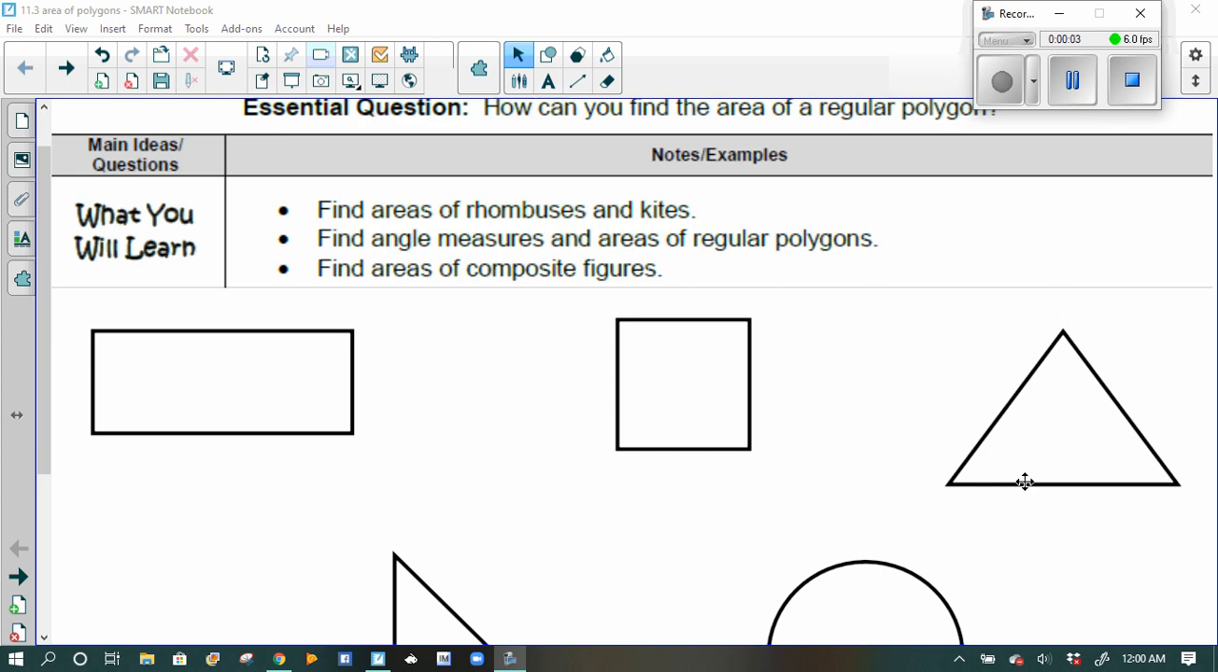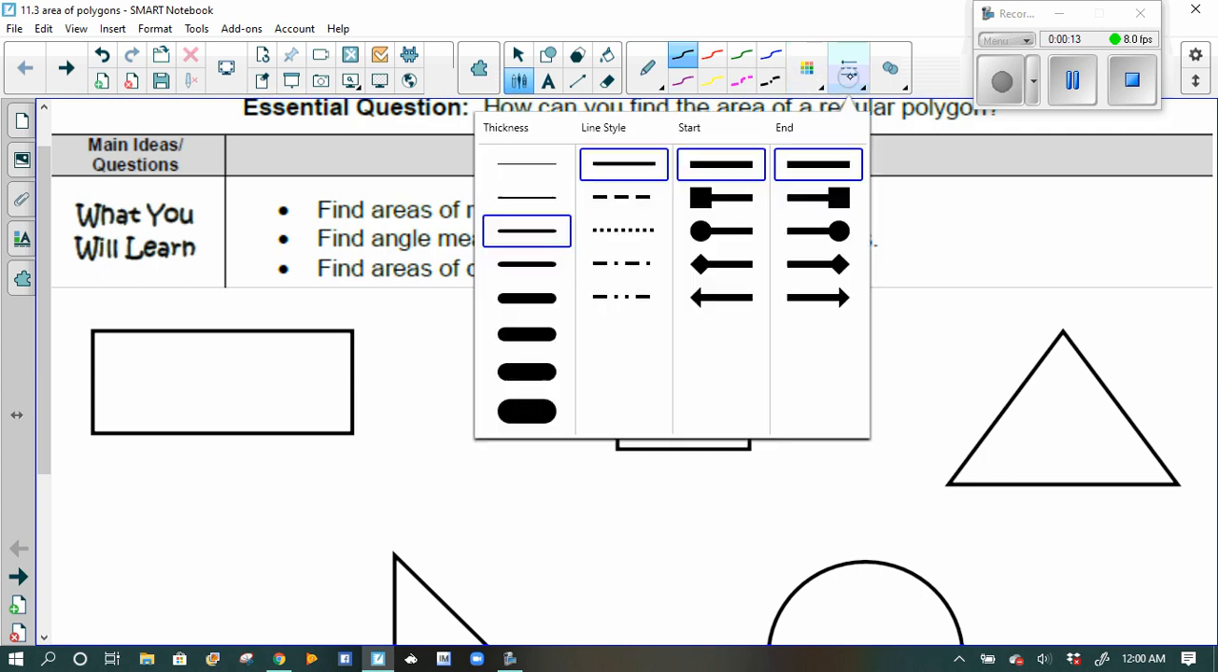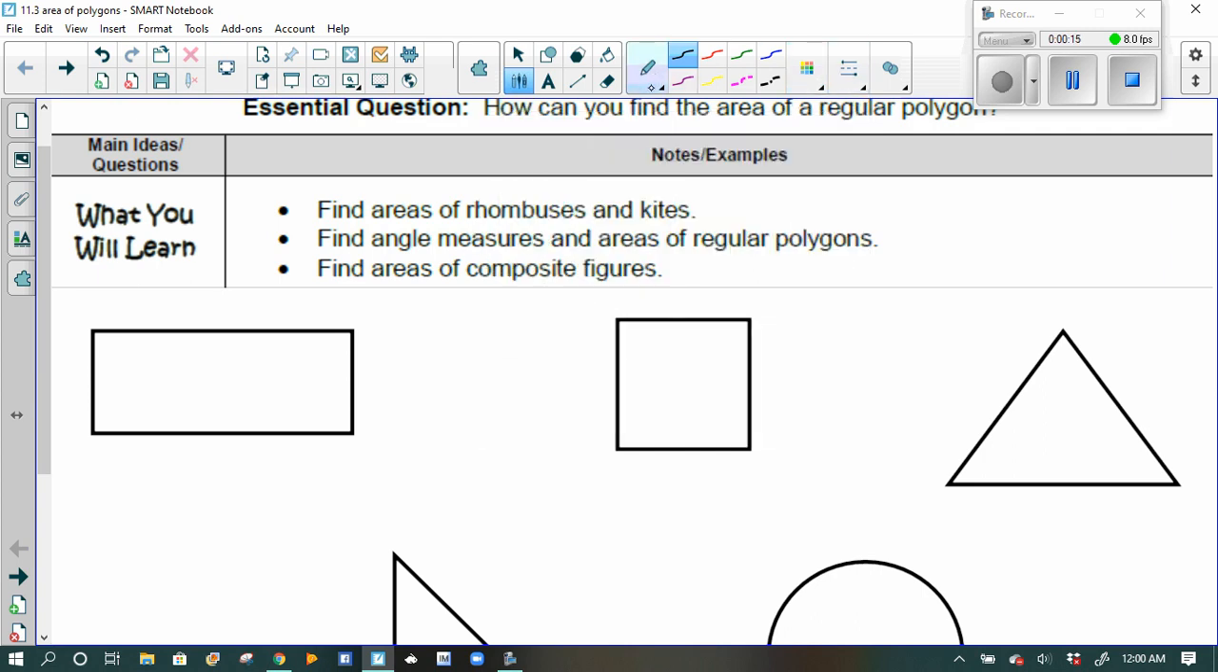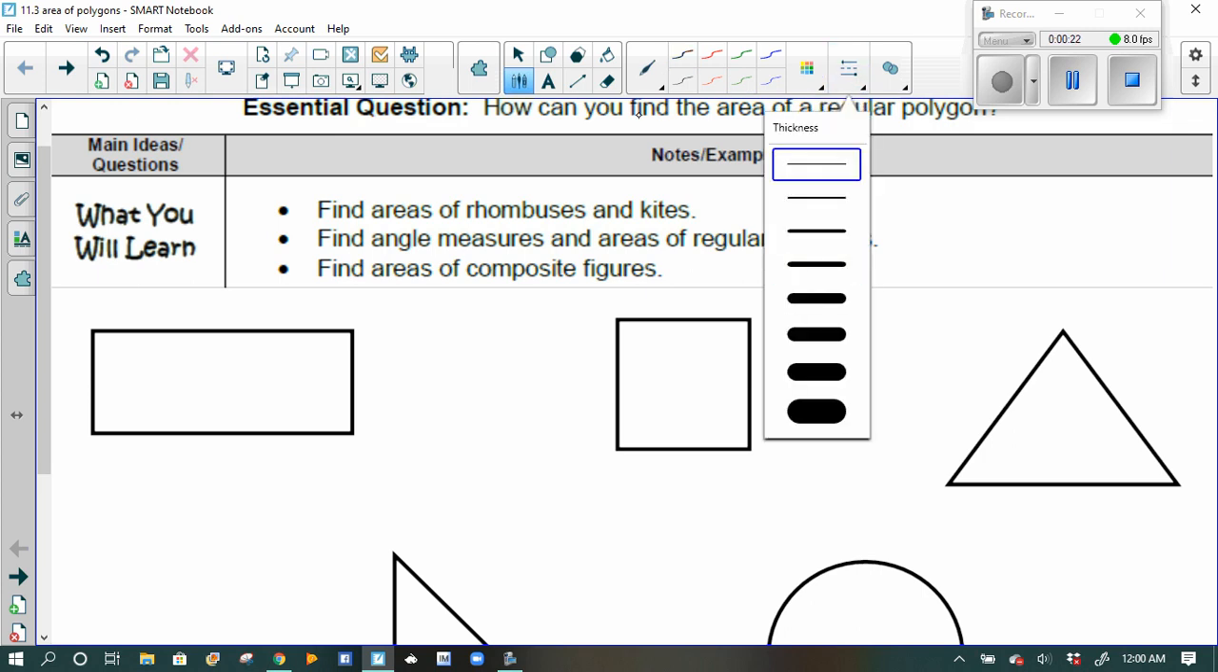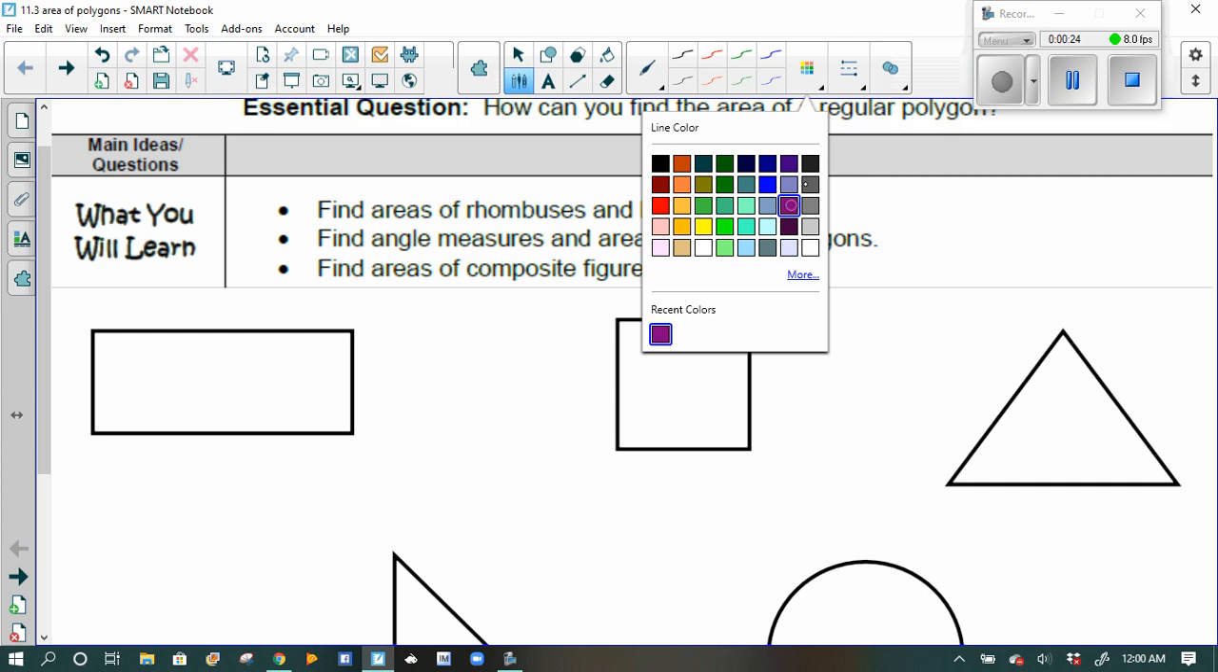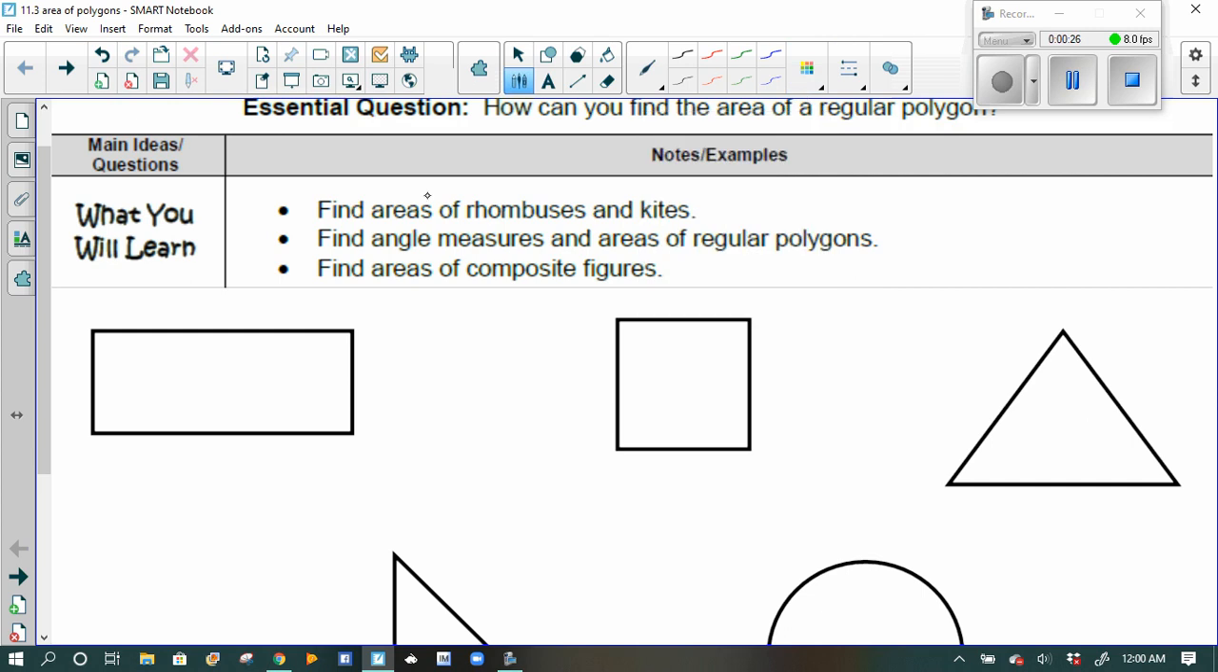All right, so we are looking at chapter 11, section 3. So we're just going to be finding area. So let's just start out with a refresher. I know these pictures are not on your paper, but you can do them on your own paper on the back if you printed them. But I just want to quickly review finding area of some basic shapes.